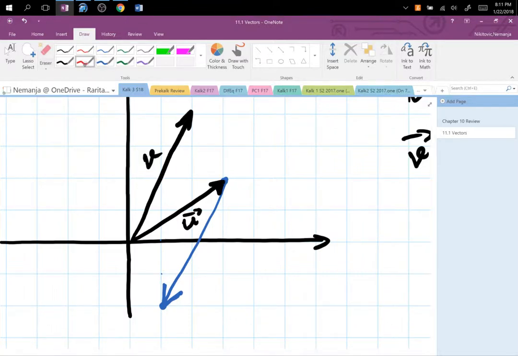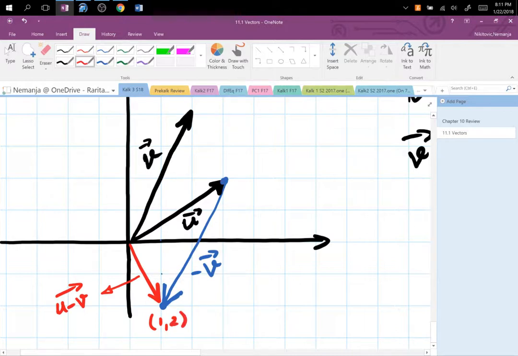And now the simple sum of these two, which is u plus -v, maybe I should denote that this is -v, gives me the red, and this red is u minus v. Now when we do our subtraction, we better get 1 and -2, because you clearly see that this vector is 1, -2. That's the terminal point.